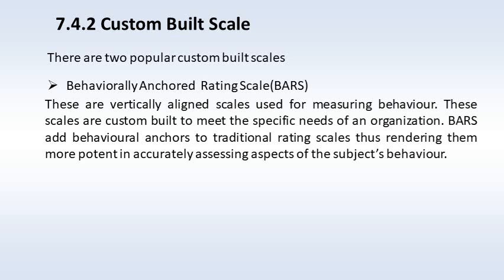BARS add behavioral anchors to traditional rating scales, thus rendering them more potent in accurately assessing aspects of the subject's behavior. The other option is JND, just noticeable difference scale.